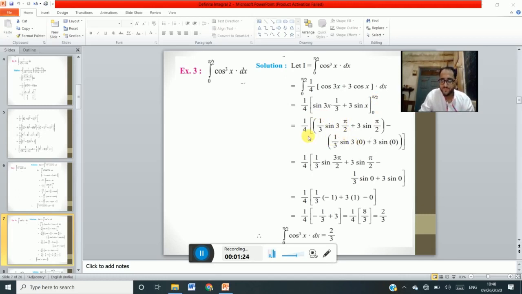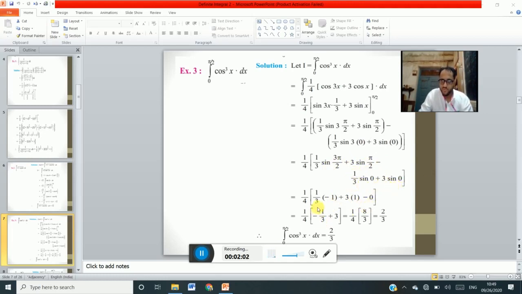Okay, so 1 by 4 into 1 by 3 sine 3 into upper limit pi by 2, plus 3 into sine pi by 2, minus 1 by 3 sine 3 into 0 plus 3 into sine 0. Okay, this is the lower limit. So 1 by 3 sine 3 pi by 2 plus 3 sine pi by 2, minus 1 by 3 sine 0 plus 3 sine 0. Sine 3 pi by 2 is minus 1, sine pi by 2 is 1, and the lower limit part is 0 because sine 0 is 0.